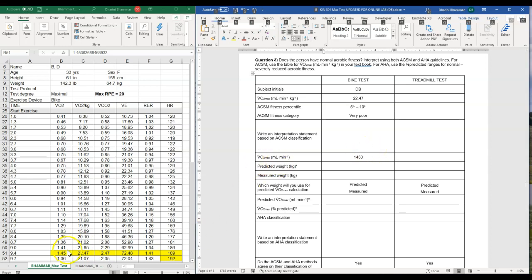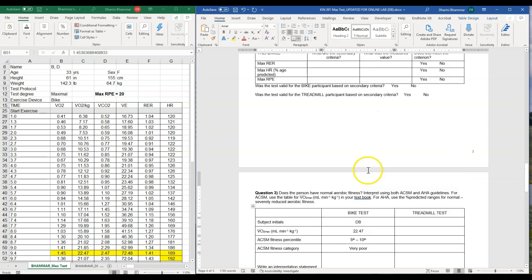Now the VO2 max in mLs per minute would be whatever the number is in liters multiplied by 1000. So if you see in Excel, it gives you many more decimal places. So you could either use those or not. Both will be marked correct. So in this case, I didn't use it. I have 1450 mLs per minute. Now I have to do these calculations. What's predicted weight? What's measured weight? And if you go back to the calculation section, you'll find those and how to do them.